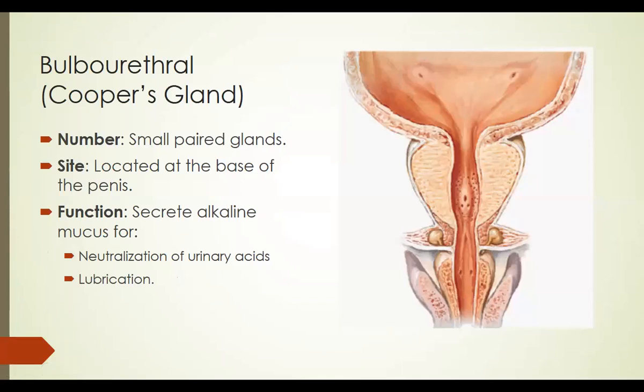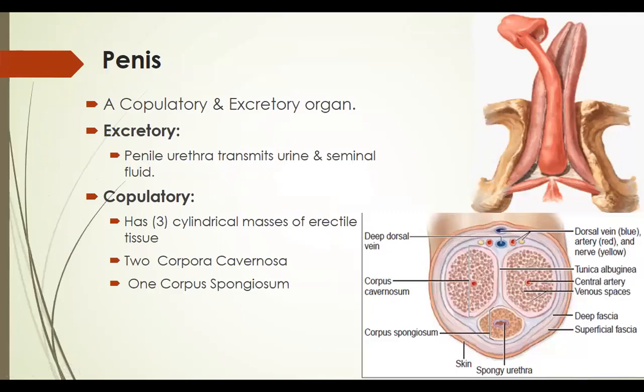Now coming to the bulbourethral gland, very small glands. This is the prostate, this is the prostatic urethra, and just beside that are small glands called the Cowper's gland or the bulbourethral gland. These are small paired glands located at the base of the penis. They secrete alkaline mucus for neutralization of the urinary acid as well as helping lubrication. So this is the function of the bulbourethral glands, also called Cowper's glands.